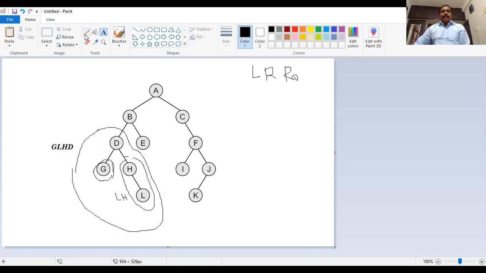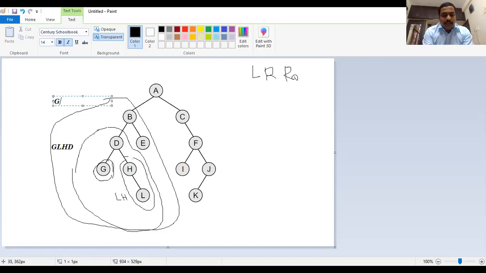Now we consider B as the root node. The left side is over, then the right side is E. So left is GLHD, right is E, then root B. So what is the outcome of this portion? GLHD is the left side, then the right child E, then the root B. So the entire left is over when we take root as A.